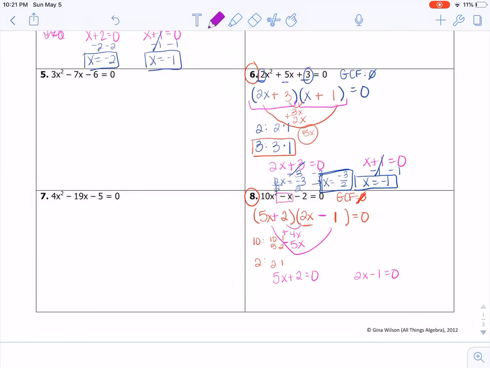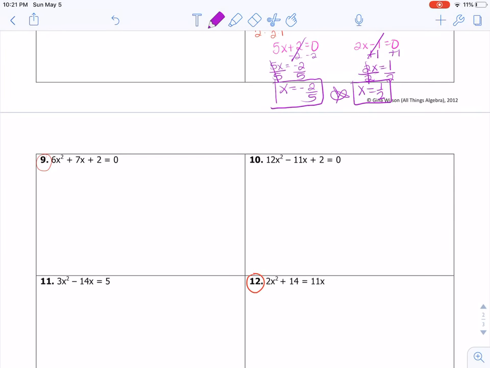And if I go ahead and solve, I subtract 2. So I have 5x equals -2. Divide by 5. I have x equals -2/5. I do the same thing here, but I add 1. And so I have 2x equals 1. Divide by 2. X equals 1/2. And -2/5. And so both of these are my solutions.